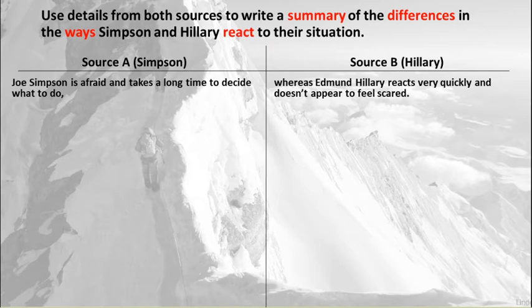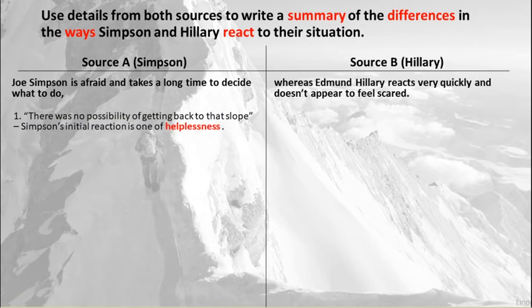If you're struggling with that and you can only manage 3, you crack on with 3. And it's your choice of quotes. I'm going to show you 4 for each now, but it's entirely your choice what you put up. So the first one from source A, great quote this, there was no possibility of getting back to that slope. He tells us there's no possibility. That's what he thought. So what does that tell us about the way he reacted?